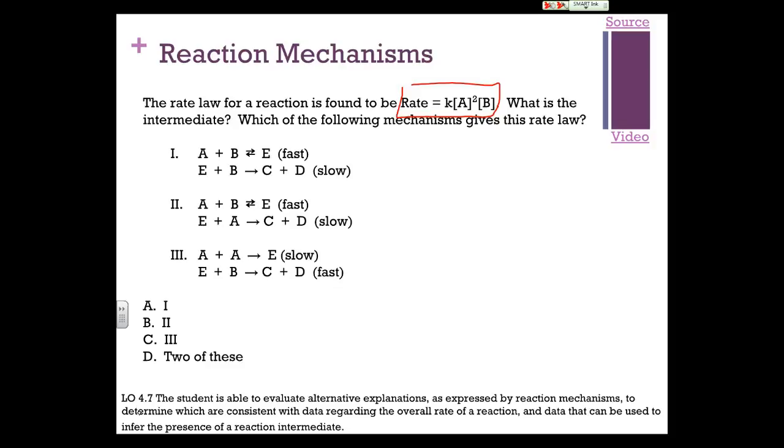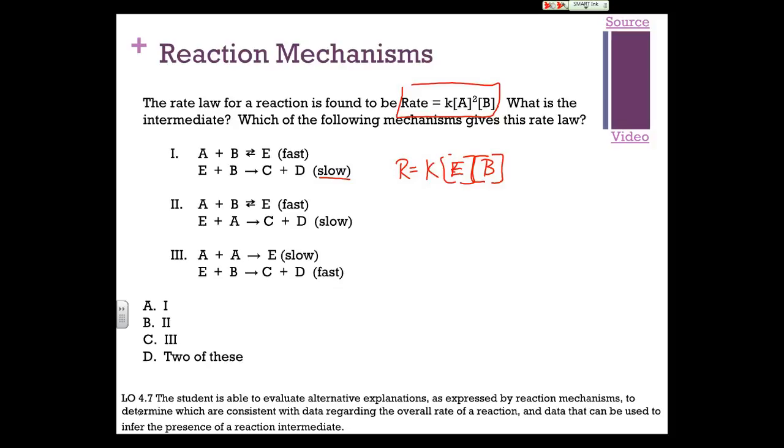So if we look at mechanism number 1, we again, of course, would go to the slow step. The rate law for the slow step, R equals K, concentration of E times the concentration of B. Well, E is an intermediate because it happens in the middle. It is formed in step 1 and used up in step 2. So it happens in the middle. And we can't have intermediates in our rate law expression. So we have to substitute it out.